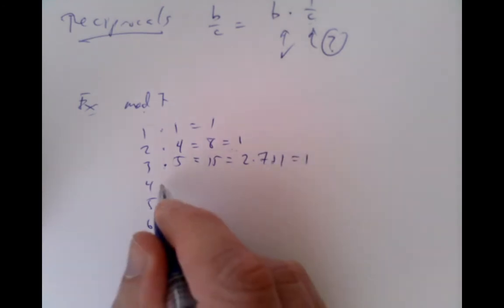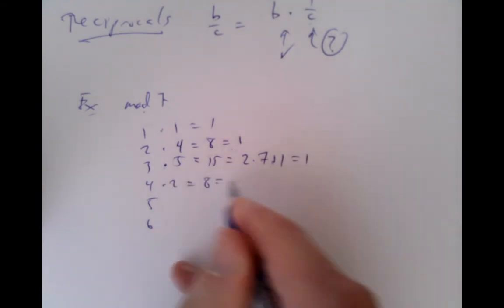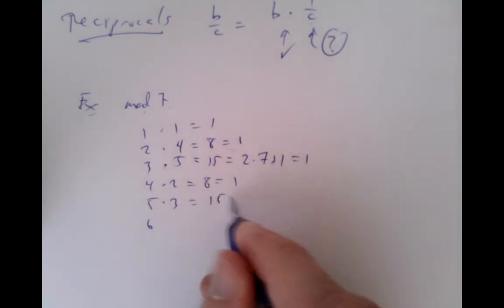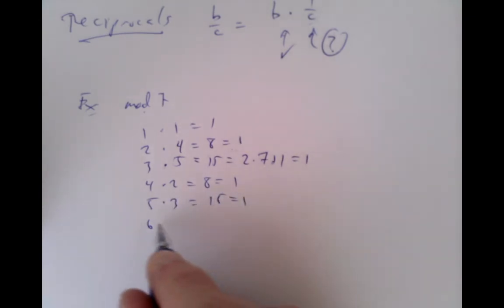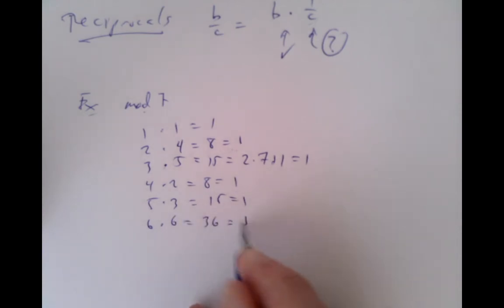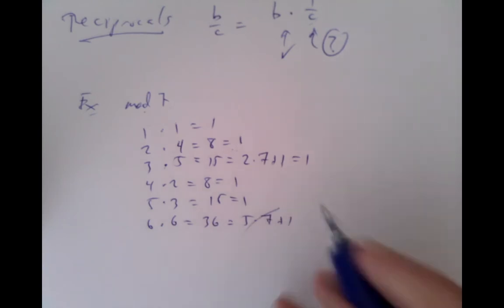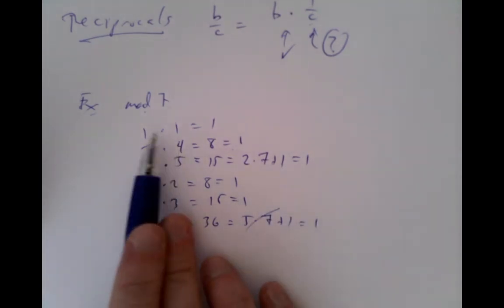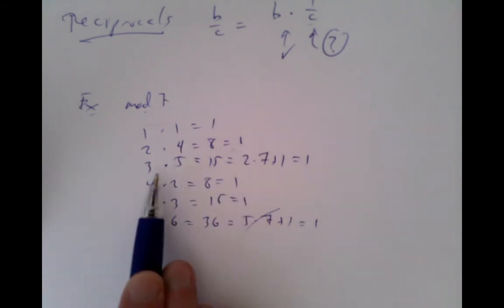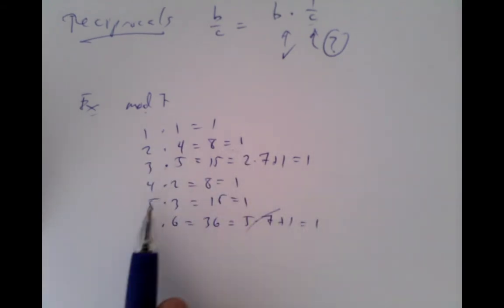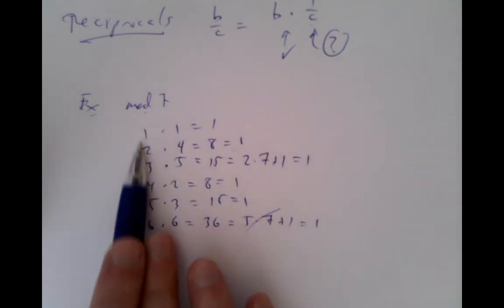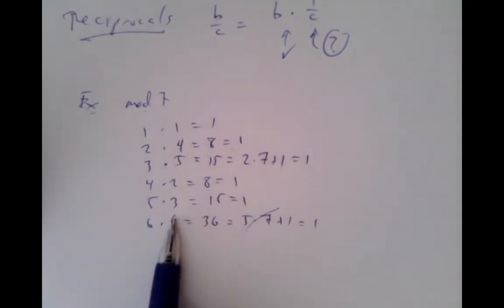So that's 1. 4 times 2 is 8, which is 1. 5 times 3 is 15, which we've already said is 1. And then 6 times 6 is 36, which is 5 sevens plus 1. Cross out the sevens, it's 1. So what have I found? I've found that I can write 1 times 1 is 1, 2 times 4 is 1, 3 times 5 is 1, 4 times 2 is 1, 5 times 3 is 1, 6 times 6 is 1. At each stage, for each of these numbers, I found something I could multiply by it to give 1.